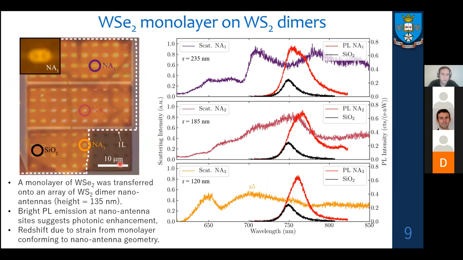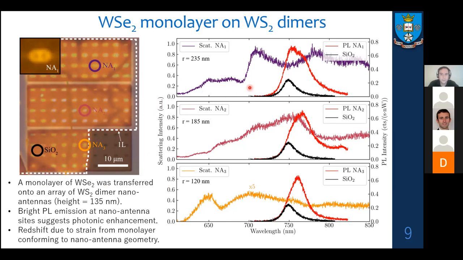And this is actually what we see here. This is a PL image to the left of the monolayer, which we have transferred onto our tungsten disulfide dimers. And we see that the emission is brighter surrounding the nano antenna sites, which are in this array, as compared to, say, a flat silicon dioxide substrate.